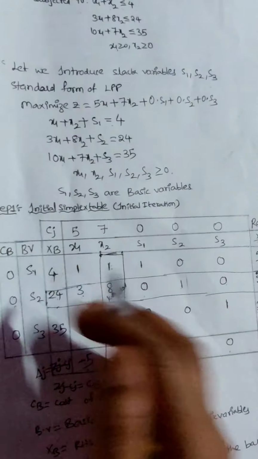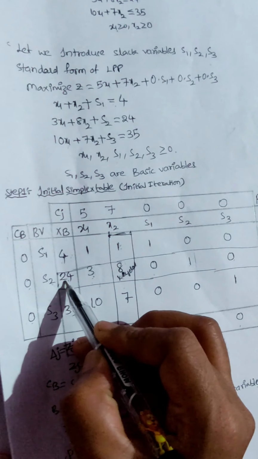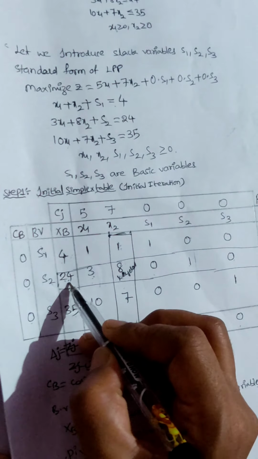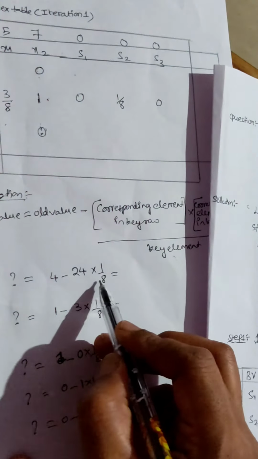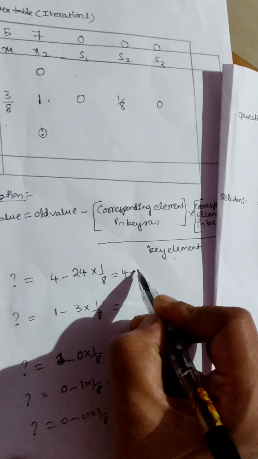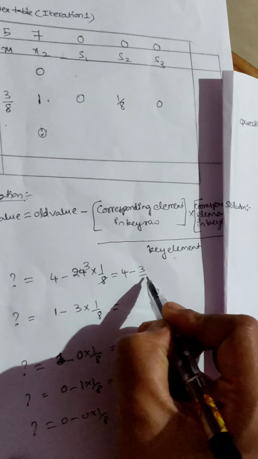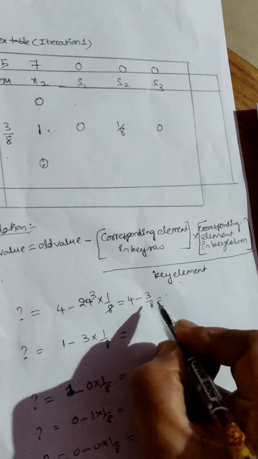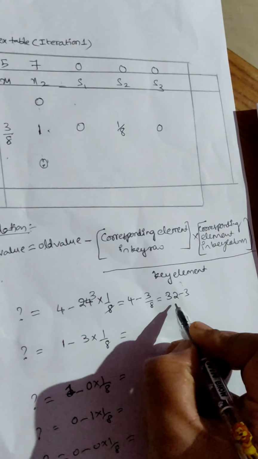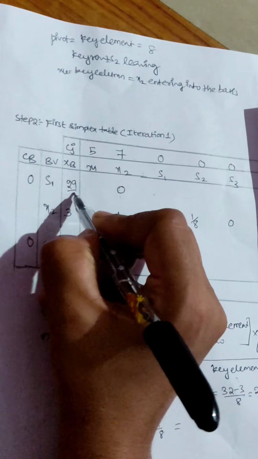First, for this first value 4, the old value is 4. Old value minus corresponding element is 24. Corresponding element in key row into corresponding element in key column is 1 divided by 8. 4 minus 24 into 1 by 8, how much are we seeing? 24 divided by 8 is 3. 4 minus 3 by 8, that is 32 minus 3 by 8, that is 29 by 8. Right here, 29 by 8.